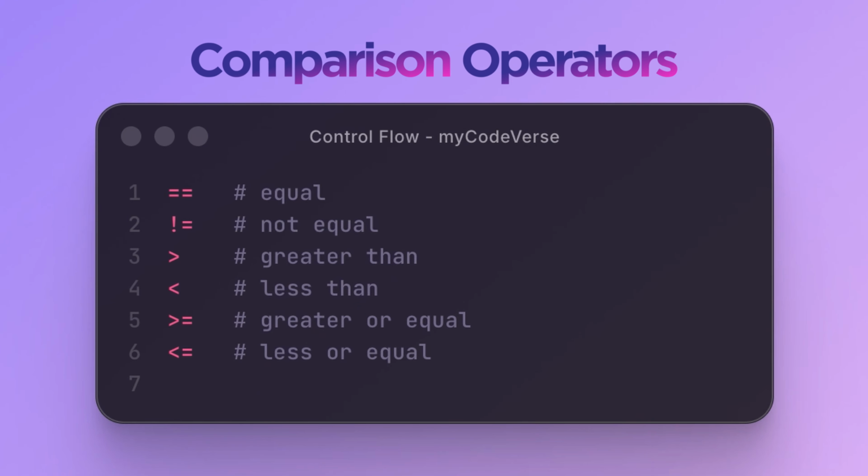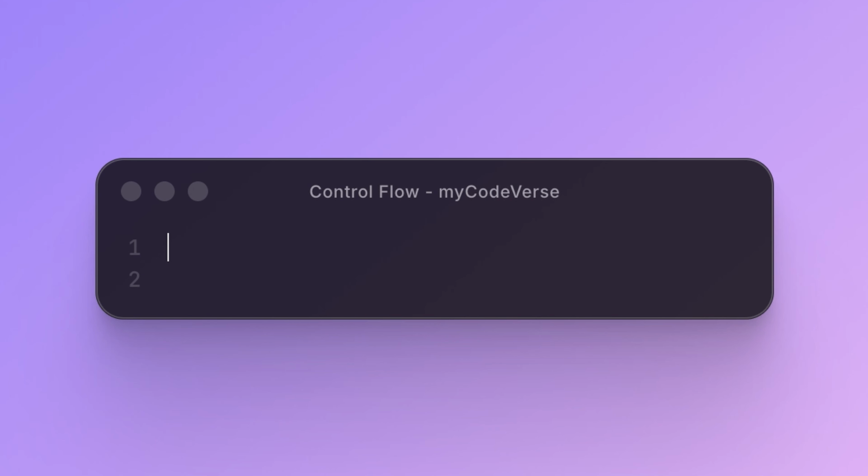Conditions usually use comparison operators. You don't need to memorize everything, just recognize them. And yes, double equal sign asks a question. Single equal sign changes things. Mix them up, and Python gets upset. Fairly.